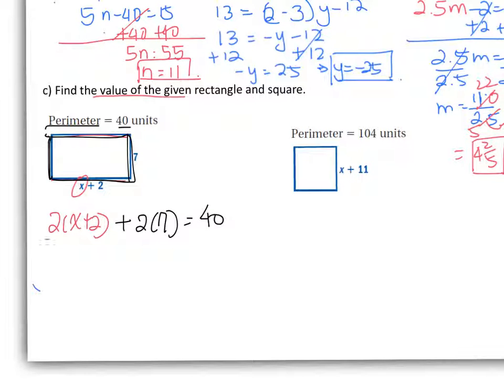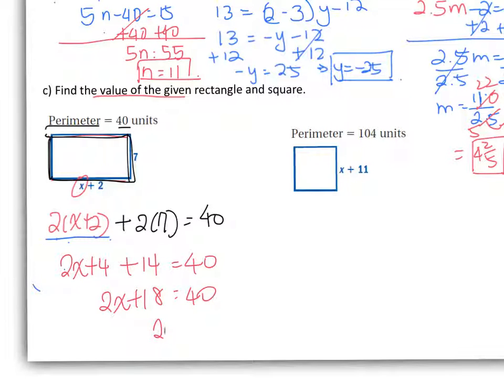As you can see, I need to distribute the 2 into the sum of x plus 2. So the next step will be 2x plus 4 plus 14 equals 40. And then 2x plus 18 equals 40. 2x would equal 22. x would equal 11.